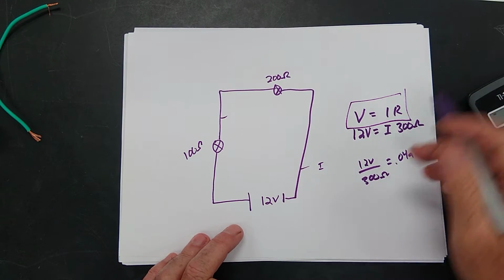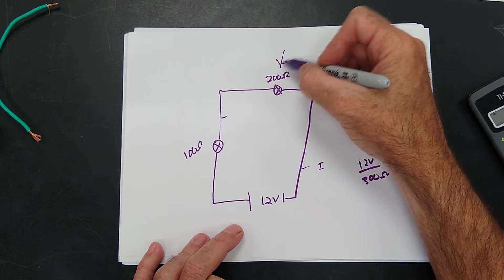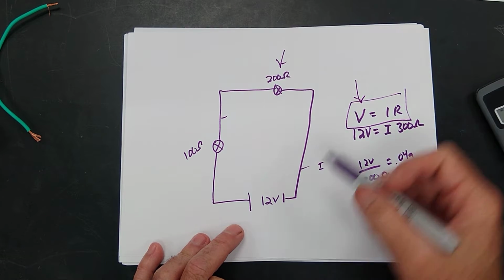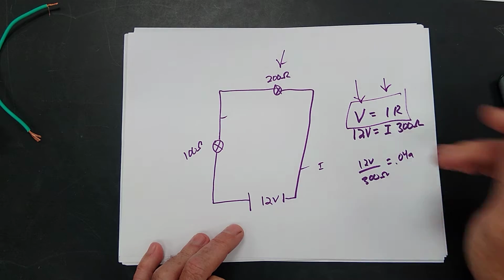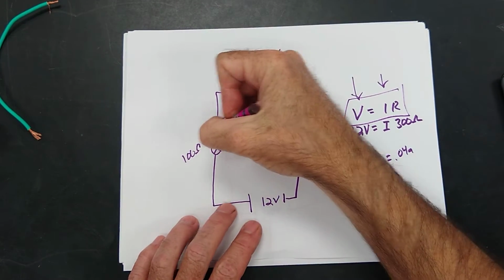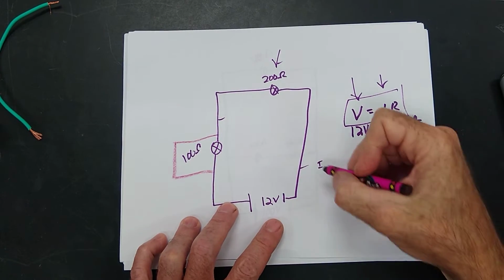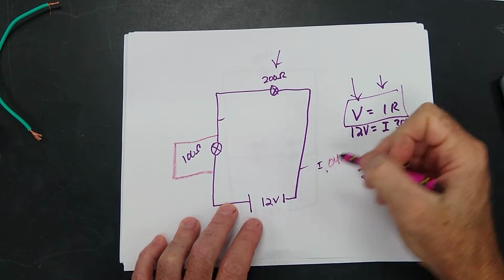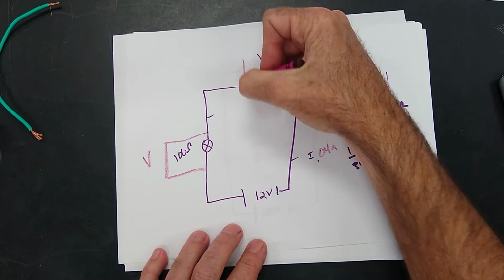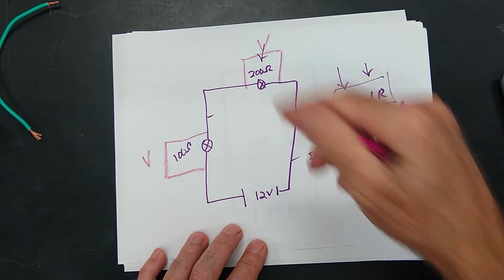V equals IR, that's called Ohm's law. Ohms are the units for resistors. Volts is the potential difference across a circuit. And I is measured in amps. Now that we know this, I could ask you another problem. I could say, hey, we've got 0.04 amps flowing through this. What is the voltage across this bulb and what is the voltage across this bulb?